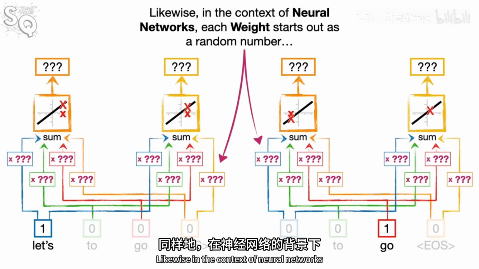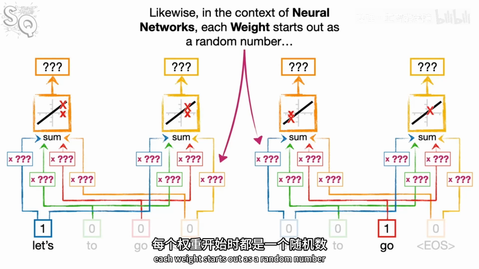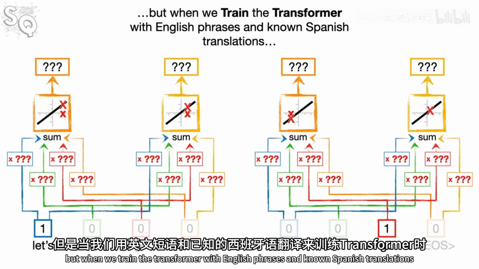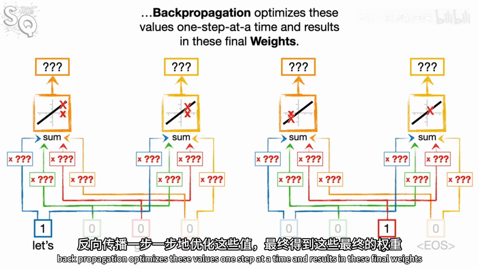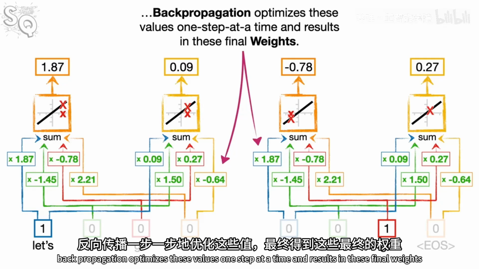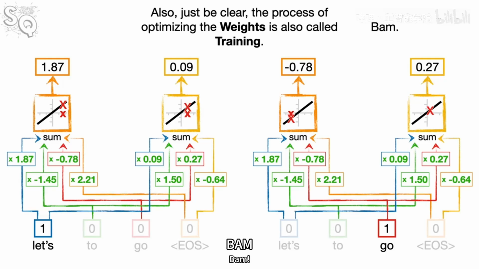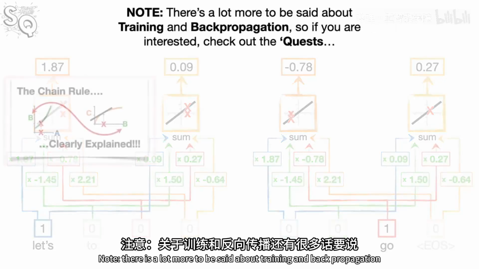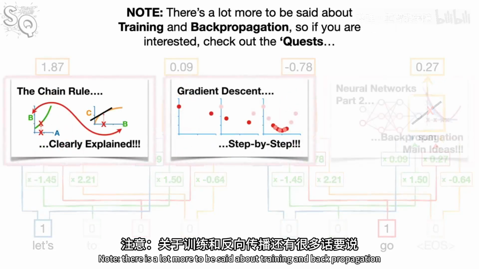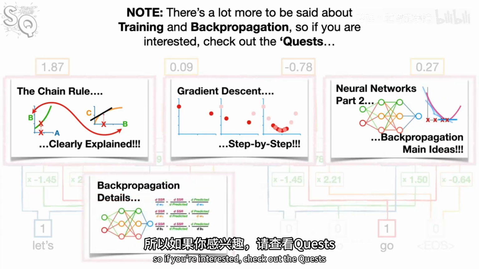Likewise, in the context of neural networks, each weight starts out as a random number. But when we train the transformer with English phrases and known Spanish translations, backpropagation optimizes these values one step at a time and results in these final weights. Also, just to be clear, the process of optimizing the weights is also called training. Bam. Note, there's a lot more to be said about training and backpropagation, so if you're interested, check out the quests.